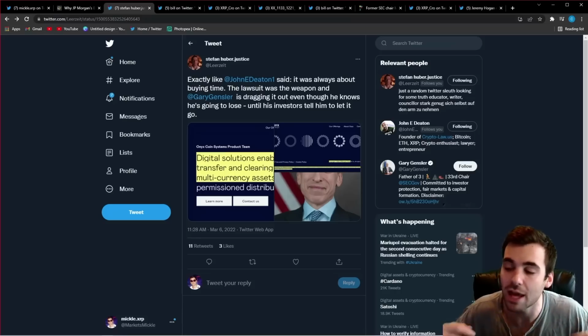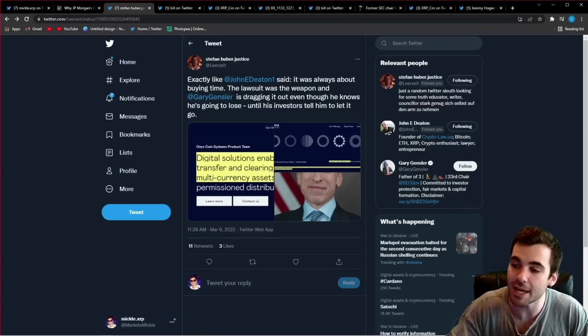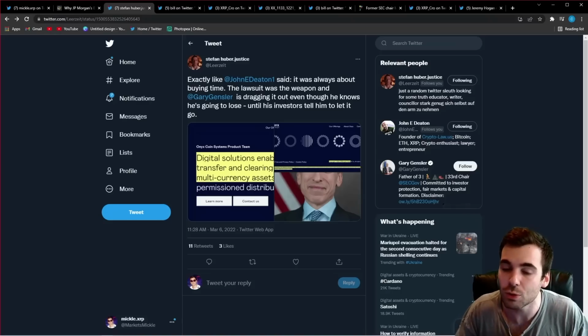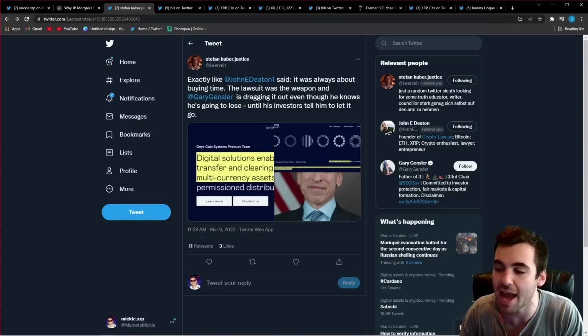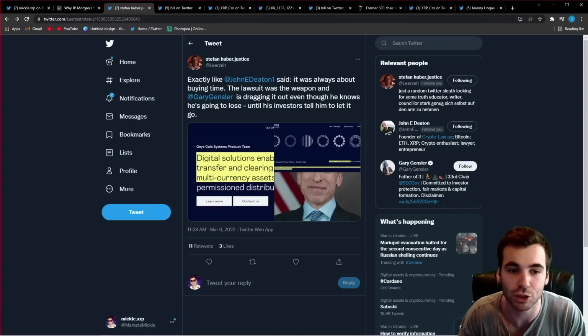So what Stefan Huber is saying right here is he believes Gary Gensler and the SEC use this lawsuit to stall Ripple's progress. JP Morgan and the other big banks knew Ripple was making significant strides and really taking over the entire landscape of what would end up being a future financial system. This lawsuit was used to buy time for the incumbents so they could catch up.